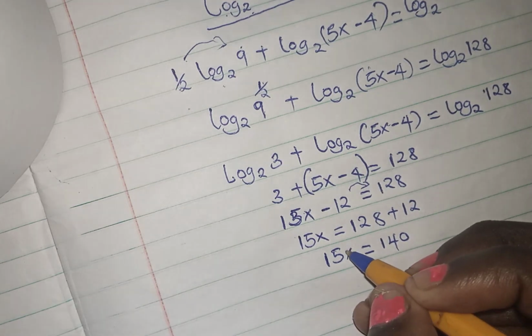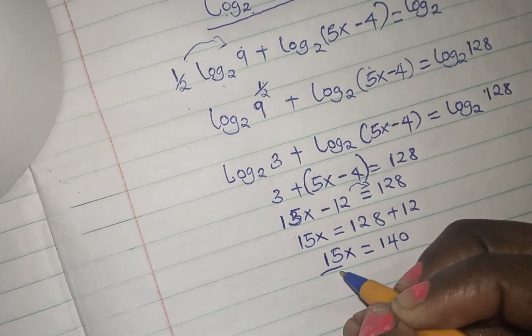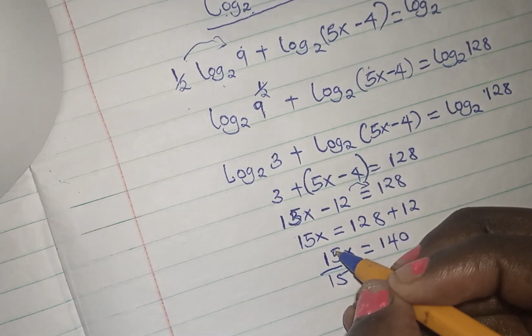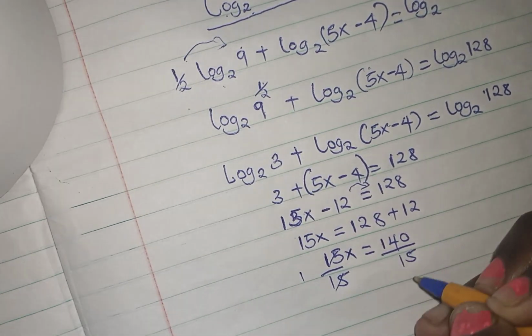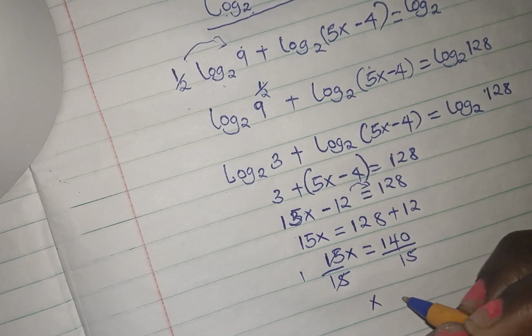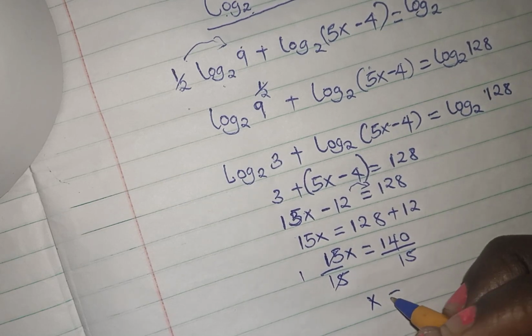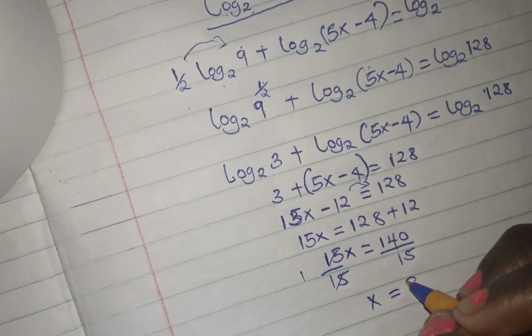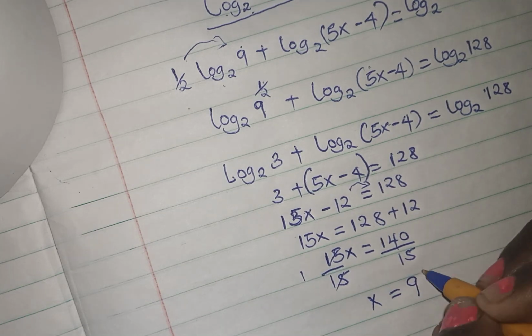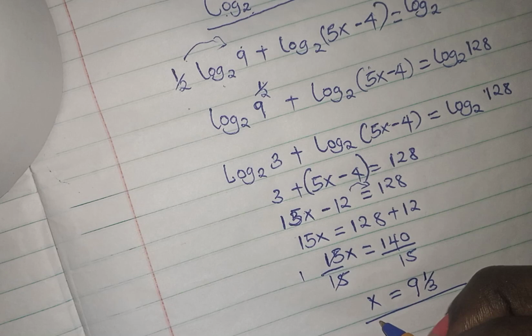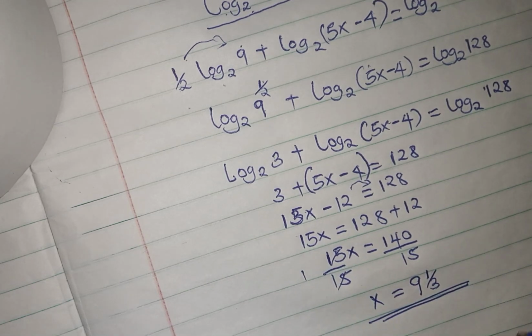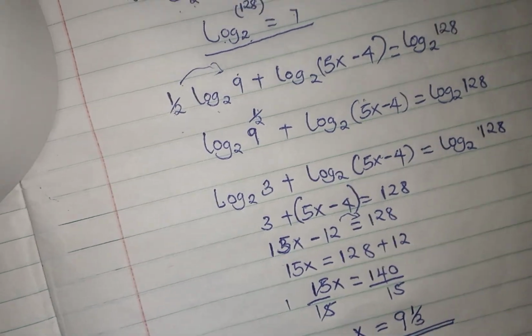Because I am looking for the value of x, I'm going to divide both sides by 15. And x is equal to 9 and one third. We've solved the value of x.